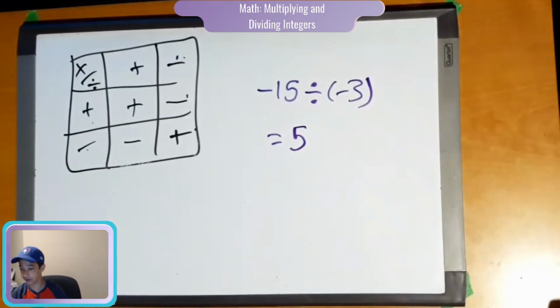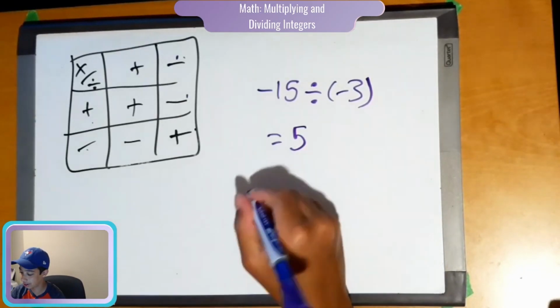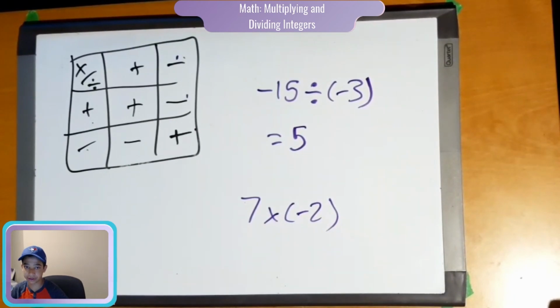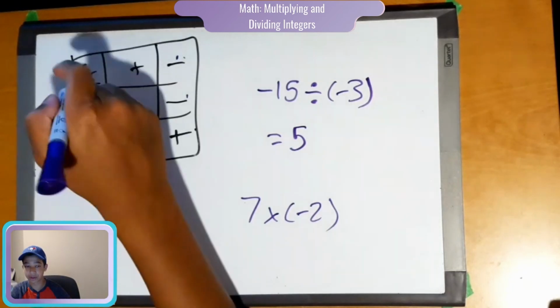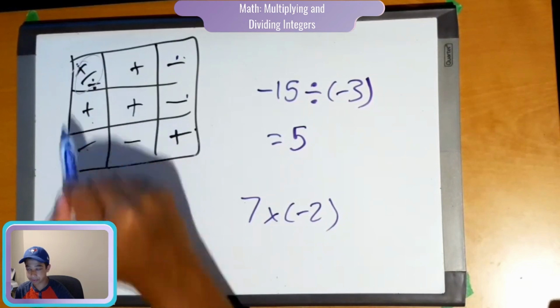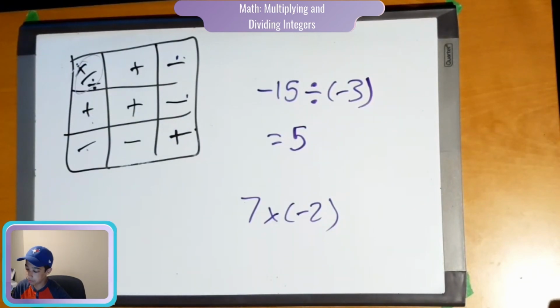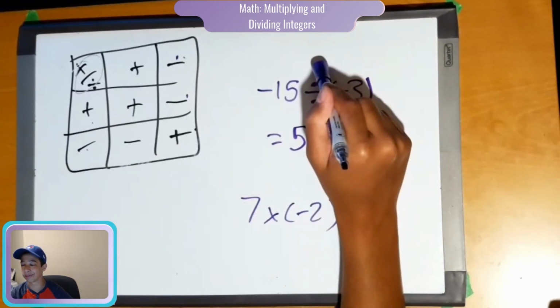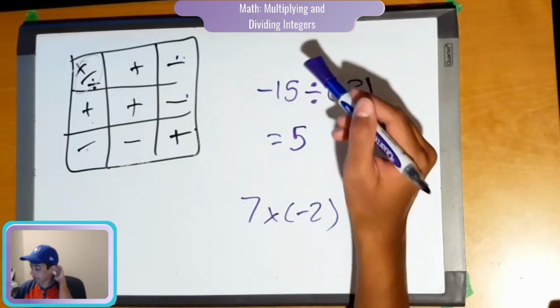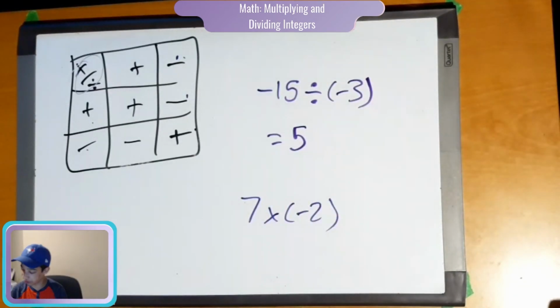Okay, let's try another one. 7 times negative 2. And you can see I'm mixing up the multiplication and division. Obviously, it doesn't change the signs. These apply for both multiplication and division, as you can see right here. But just make sure you're paying attention to the sign. Like, you're not adding when you're supposed to be subtracting. You're not multiplying when you're supposed to be dividing, right? So, yeah. Anyways, 7 times negative 2.